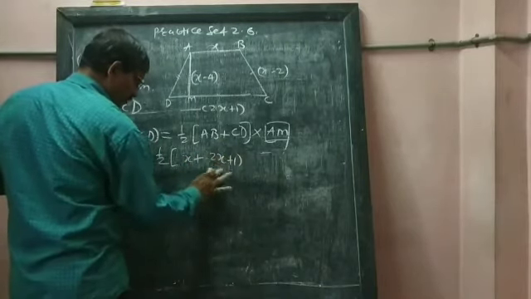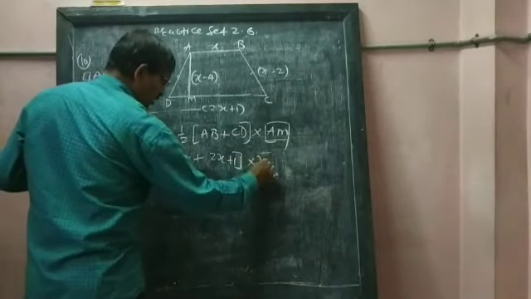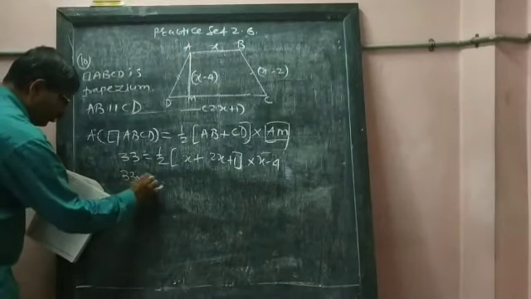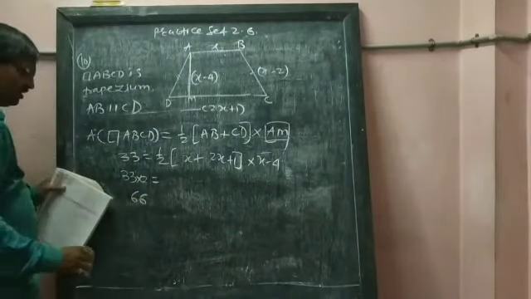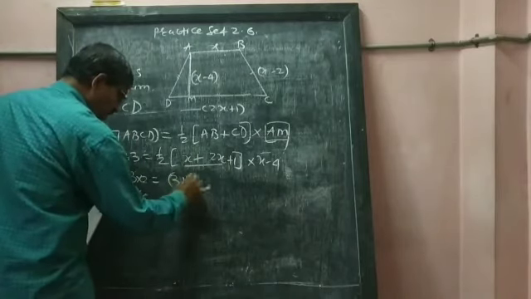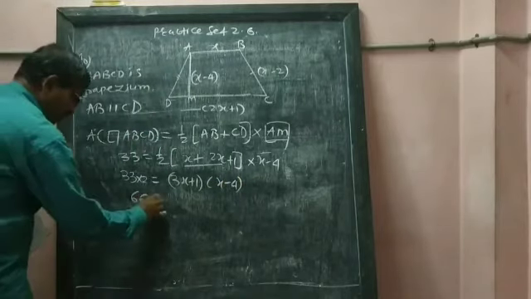2x plus 1. No need to put a separate bracket again. Into AM means what? x minus 4. So 2 will come here. 33 into 2 becomes 66. Now we have to do addition: 3x plus 1, and here x minus 4. Then we will solve all this.